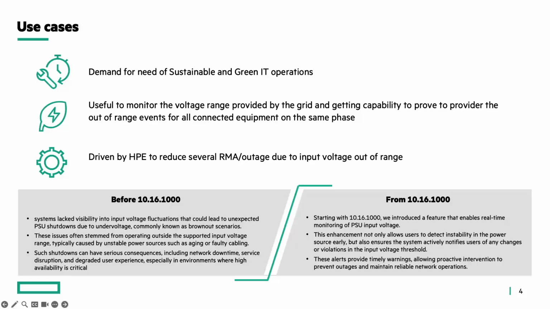This feature is introduced for the demand and need of sustainable and green IT operations, which allows the power daemon to indicate to the user when the input power source is unstable by monitoring, logging, and counting the number of instances where the PSU is operating out of normal range. This feature is driven by HPE also to reduce several RMAs and outages due to input voltage out of range.